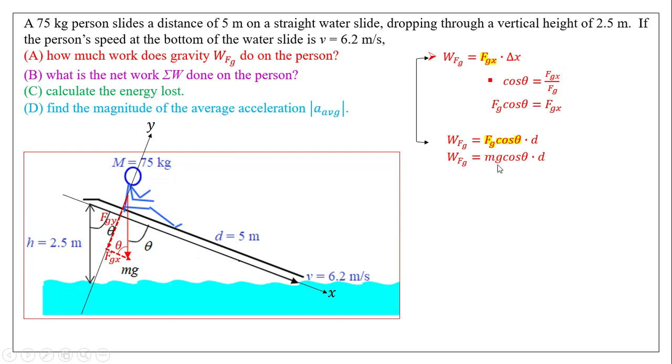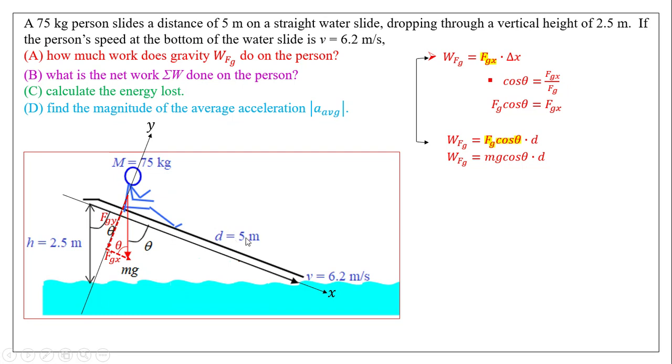You know mass, you know g. Oh, you know d. d is 5. And then you actually don't know what theta is. But to find theta is super easy. So if you look at this particular diagram, the slope is 5. The base, I don't know. But the height of the water slide is given. And this angle touches the height of the ramp.